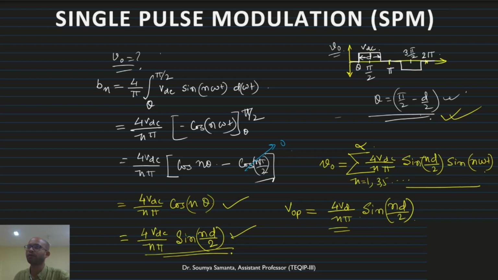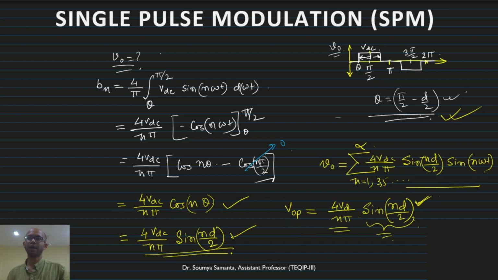What is d by 2? The total distance is d, and half of the distance is d by 2. This is the factor which helps us control the peak value of the sinusoidal output voltage. The amplitude of the sinusoidal output voltage can be controlled by controlling the duty cycle. So that is how we can control the peak value.